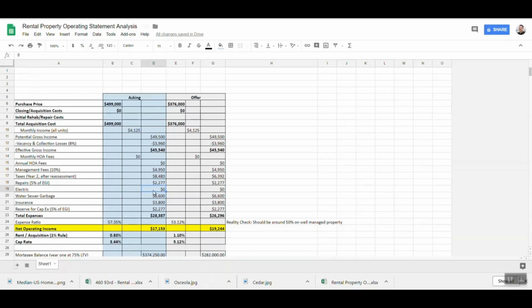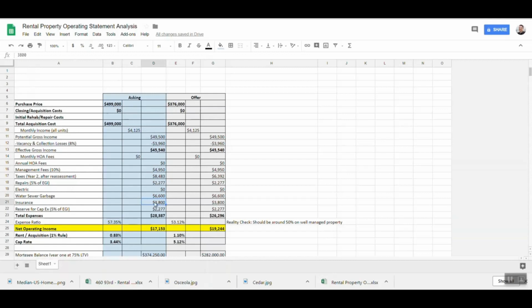Water, sewer, and garbage, that was given to us in the listing at $6,600 a year. Insurance was given to us in the listing at $3,800 a year. I would encourage you to get some quotes because you might be able to get cheaper insurance, or you might find the insurance is double because you're buying it for $499. He may have it insured for $3,800 a year, but maybe he paid $250 for it 5 years ago and he doesn't have it insured up to its current value. So do a little homework on your insurance, talk to an insurance agent, make sure you use a realistic number here.